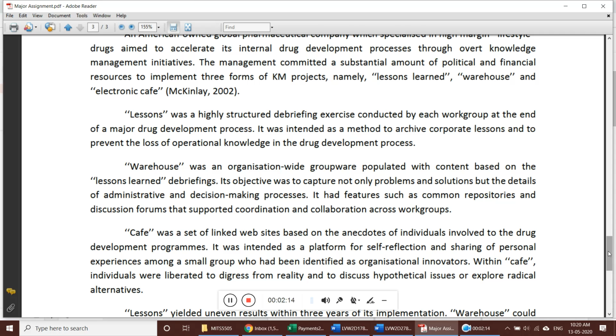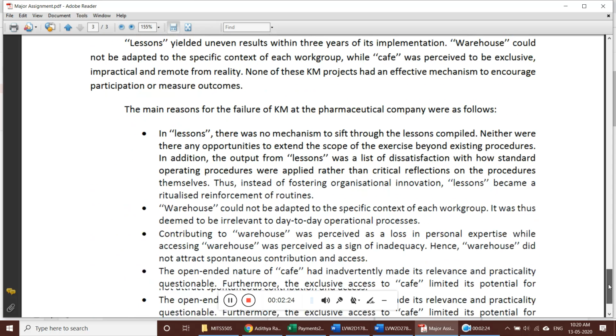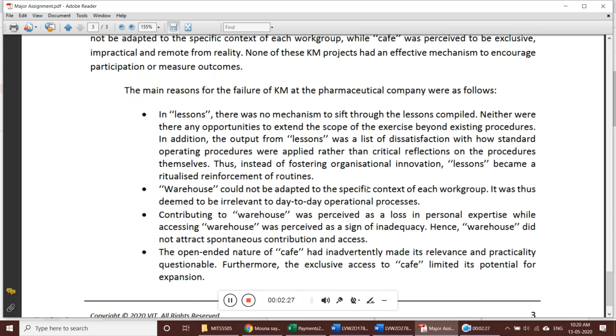For this structure, it was observed that there is no proper communication, or no proper implementation of the information system, and these major issues are experienced by the organization. Instead of fostering organizational innovation, lessons became ritualized and a reinforcement of routines. It became just a practice, but it is not providing any innovation to the organization. Next, the warehouse could not be adapted to the specific context of each group. It was thus deemed to be irrelevant to day-to-day operational processes. So maybe the mapping is not good.